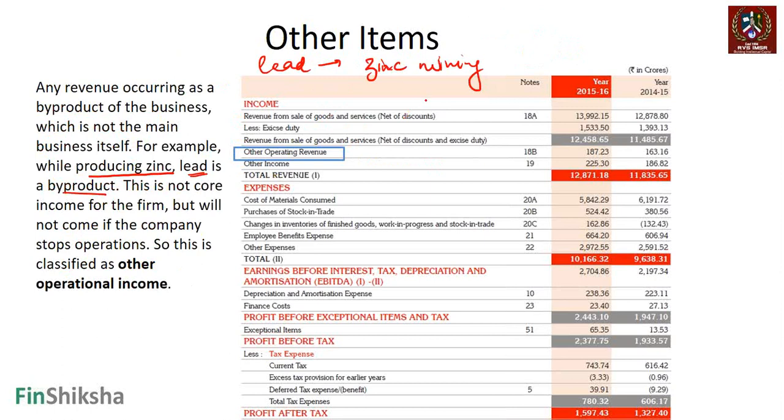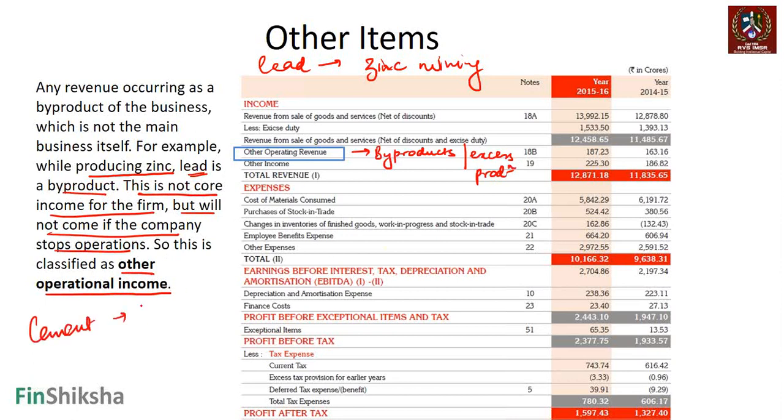So it is only going to happen when it is operational, but this is not core income. It will not come if the company stops operations, but it is still not core income, and hence any such income is called other operational income. This is typically going to be because of byproducts or because of any excess production that is happening, right? That's other operational income. Another example would be cement companies have their own power plants.